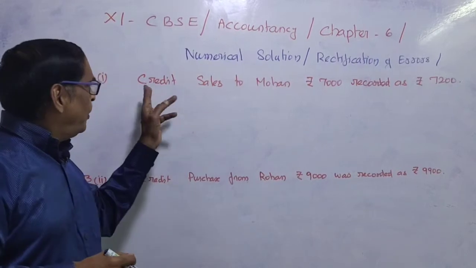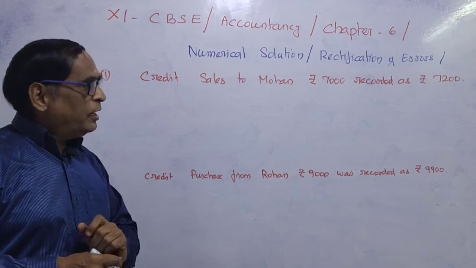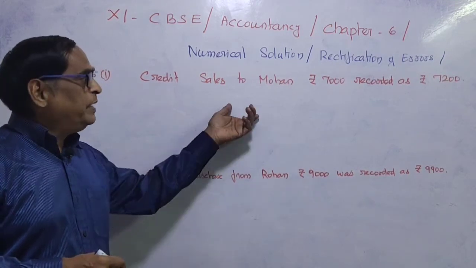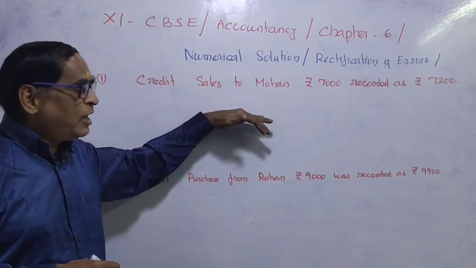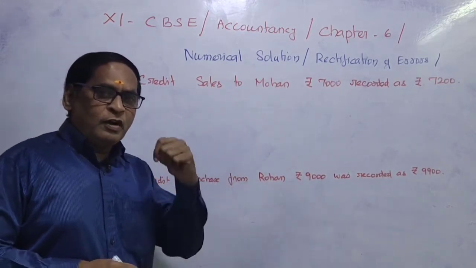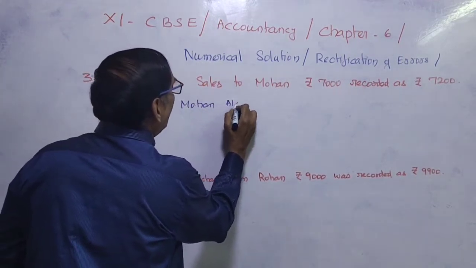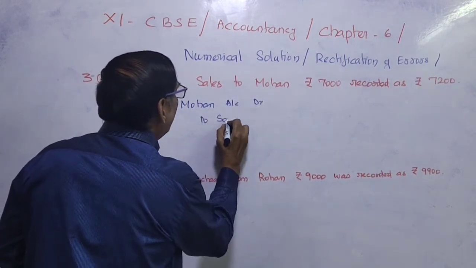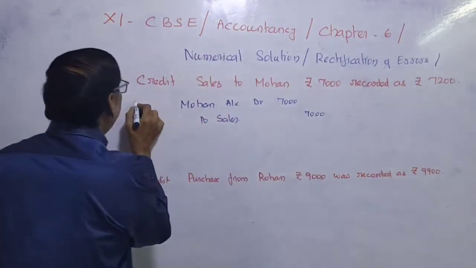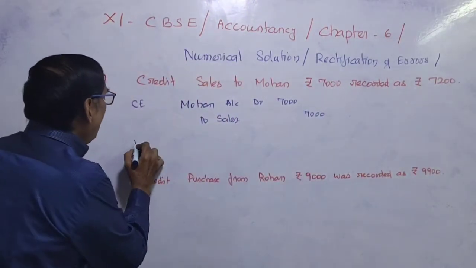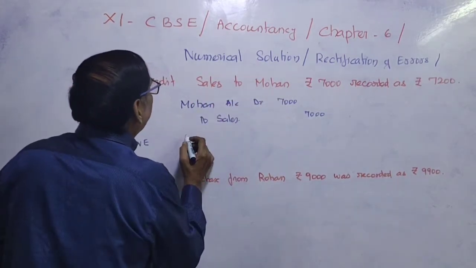Another important question: the credit sales to Mohan rupees 7,000 recorded as 7,200. So it has been recorded as an excess amount. The original entry should be for 7,000, but they have entered 7,200. So what will be the original entry? Mohan account debit to sales, 7,000 rupees. It is a correct entry, but they have passed the wrong entry for the wrong amount. The same entry, but the amount has been entered as a wrong amount.